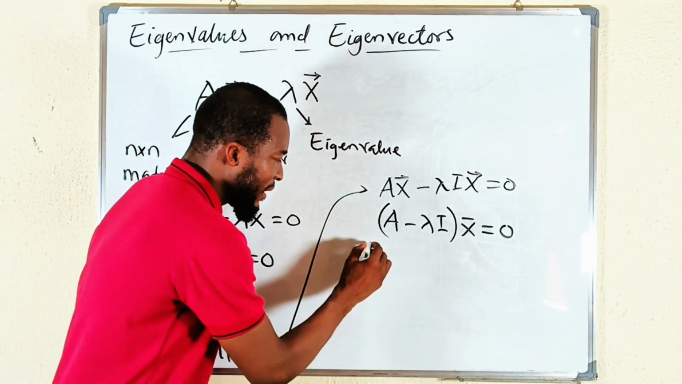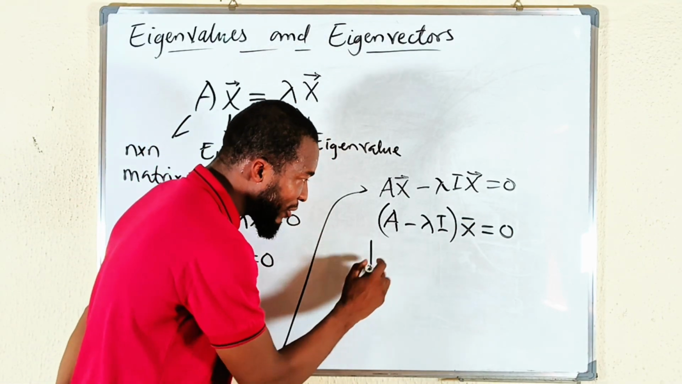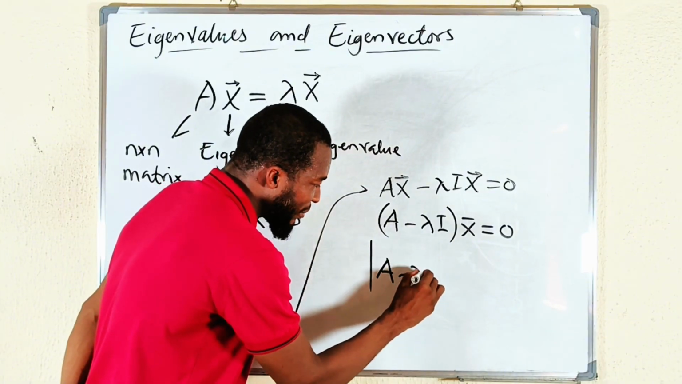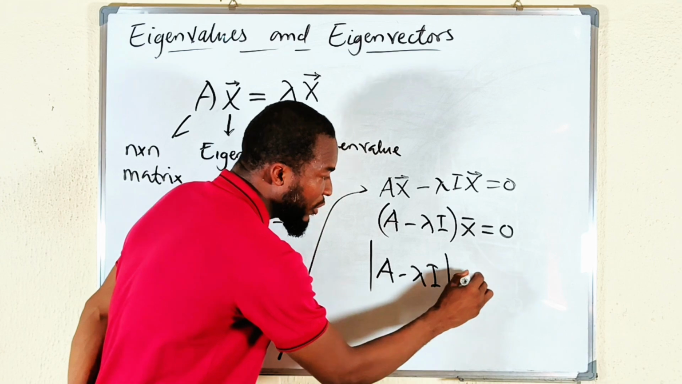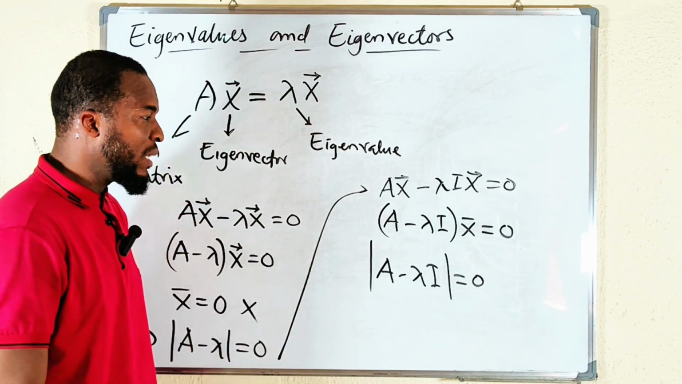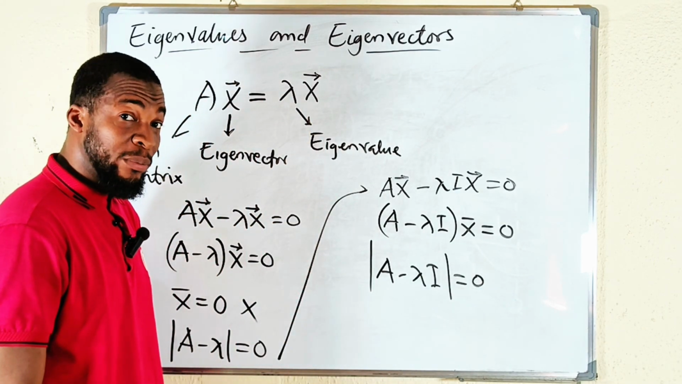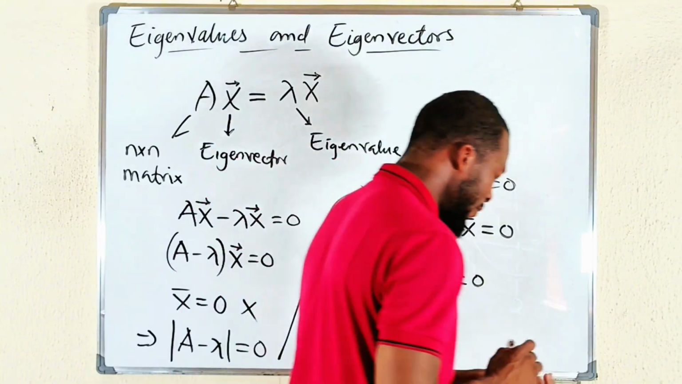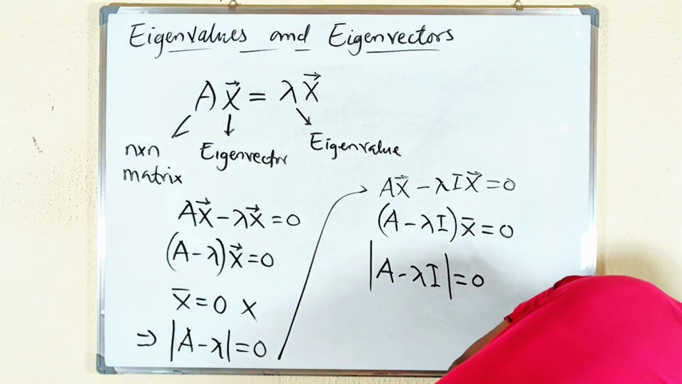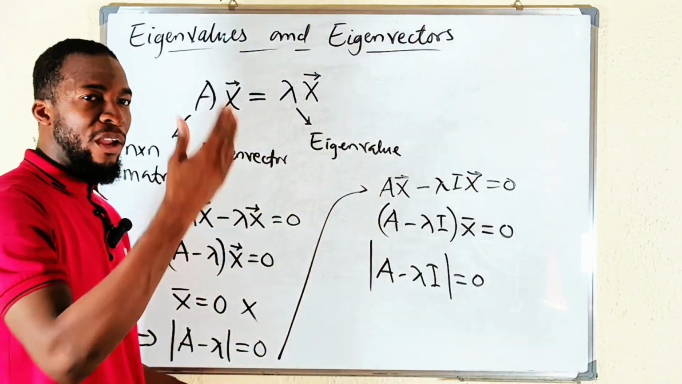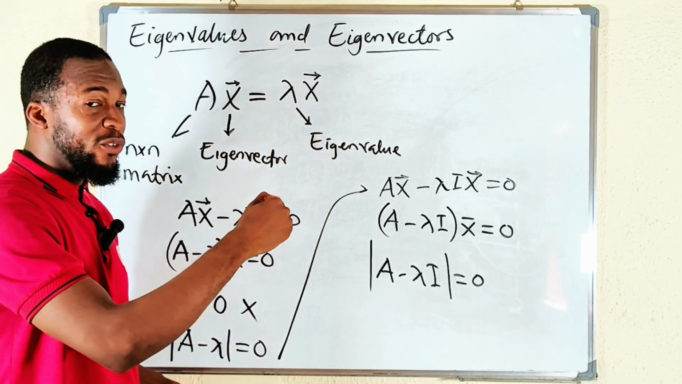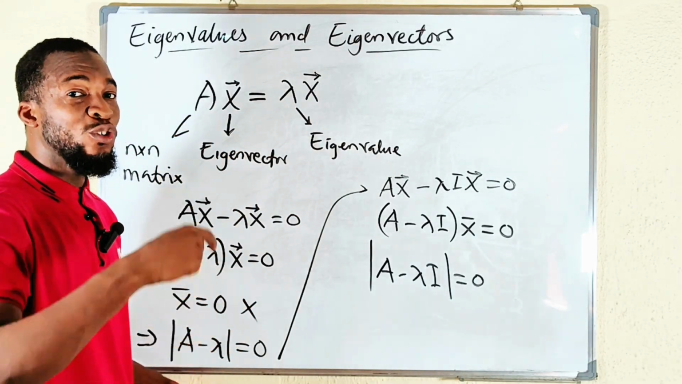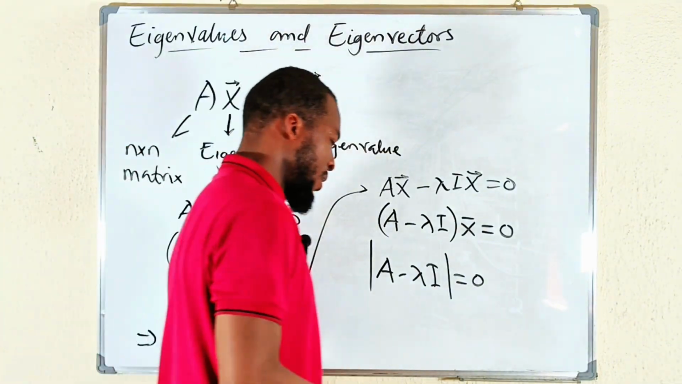So the determinant of A minus lambda I must be equal to 0, because we want it to be non-invertible, remember. Let me give you an instance. I'm going to give you a matrix and show you how to find the eigenvalues and eigenvectors of that particular matrix, and also check whether it is true.